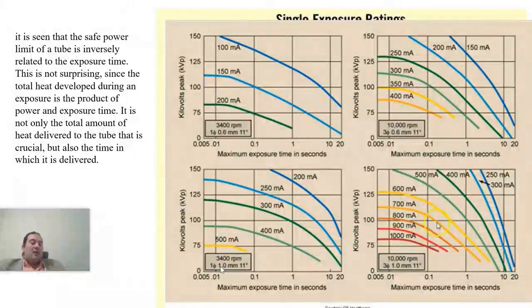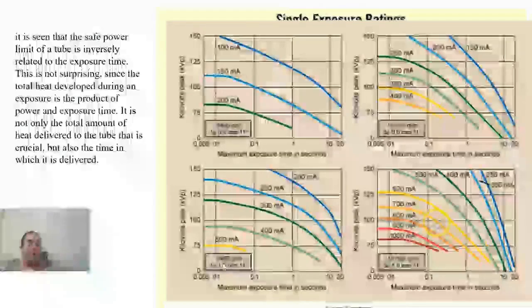Now, when the focal spot size is larger, what will happen? The heat distribution will be better because the area exposed to the electron beam has increased. In this case, there will be better heat loss, and you will have good power loading, allowing you to increase the milliampere value. Now, when you compare 3400 RPM with 1000 RPM?